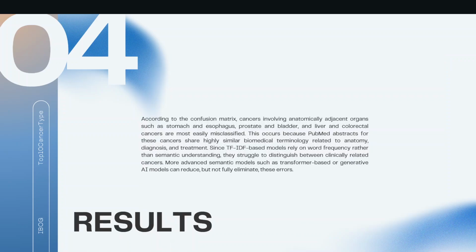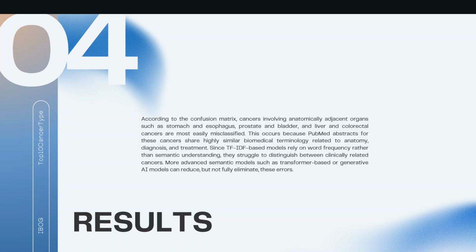According to the confusion matrix, cancers involving anatomically adjacent organs such as stomach and esophagus, or prostate and bladder, and also liver and colorectal cancers are most easily misclassified. PubMed abstracts for these cancers share highly similar biomedical terminology related to anatomy, diagnosis, and treatment. Since TF/IDF based models rely on word frequency rather than semantic understanding, they struggle to distinguish between clinically related cancers.